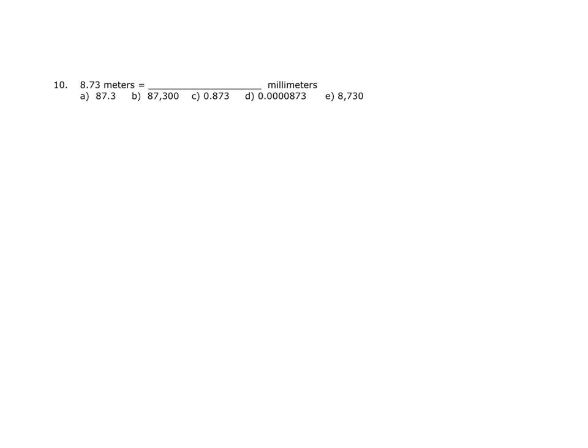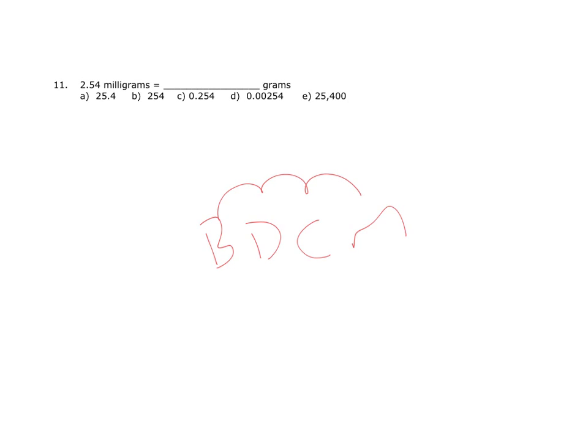Meters to millimeters. All right, so that's base unit, deci, centi, milli. 1, 2, 3 places would be 8,730. Milligrams to grams. Now we're going from milli, 1, 2, 3 places to base unit. So 1, 2, 3 places to the left gives you 0.00254.